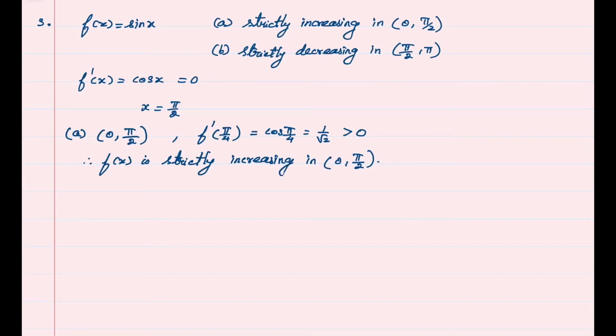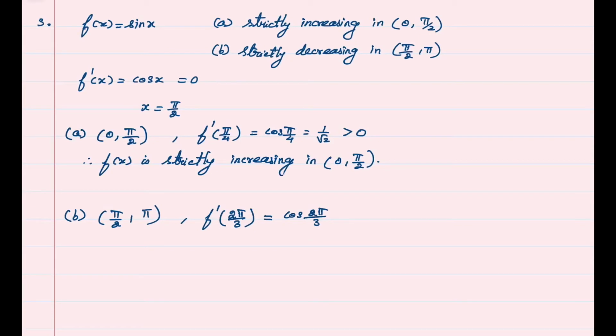Now let us check for the second interval. The second interval is open interval pi by 2 to pi. We will check the sign of f dashed in this interval by substituting a value from this interval in f dashed. Pi by 2 to pi is a second quadrant. We will take 2 pi by 3, which is 120 degrees, cos of 2 pi by 3.